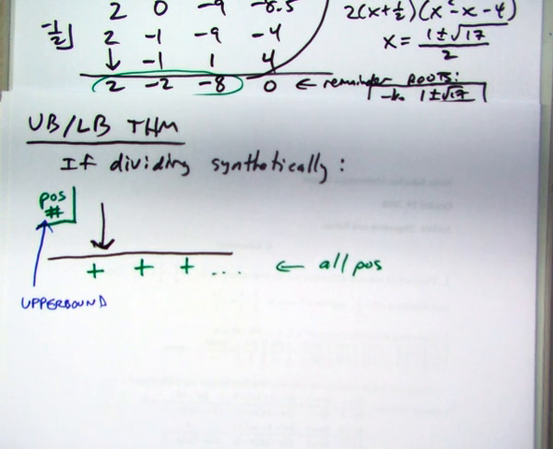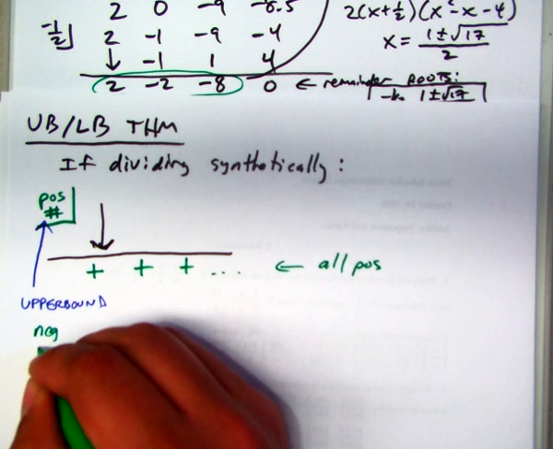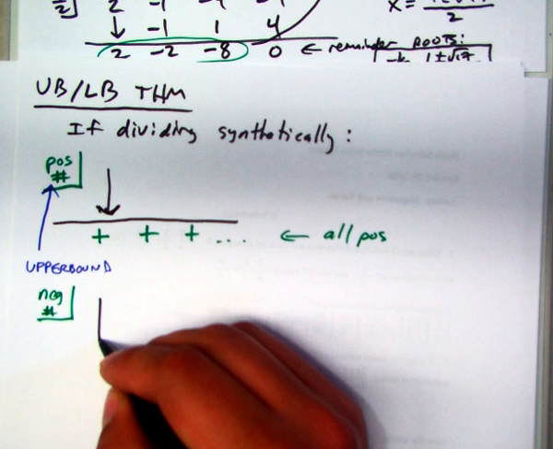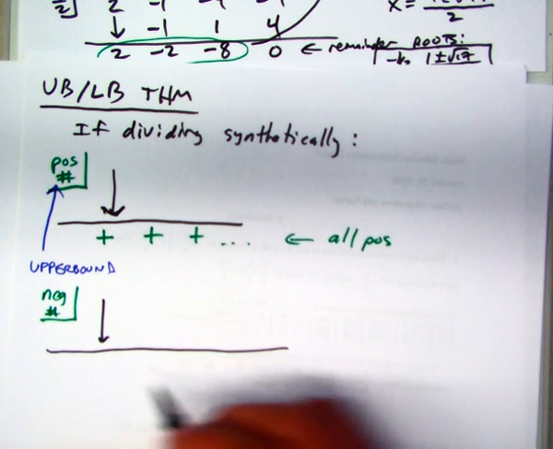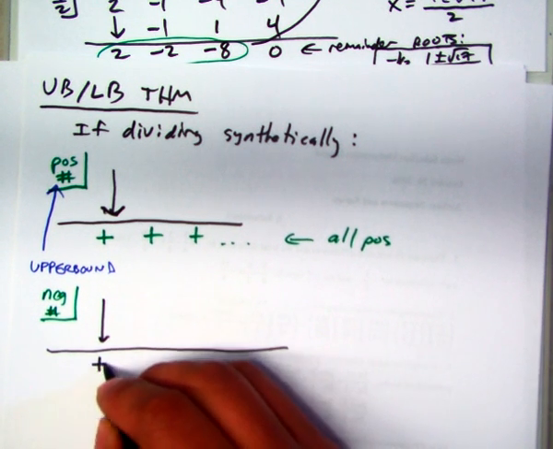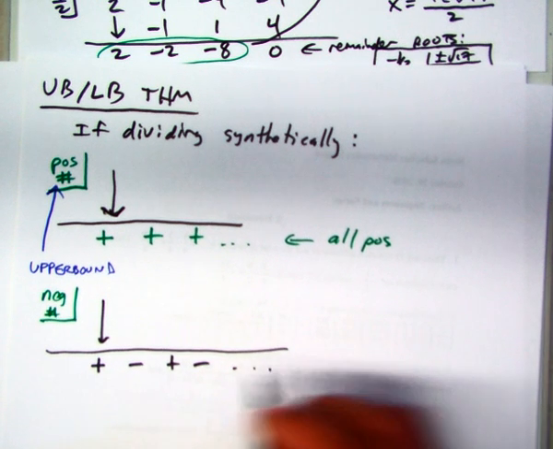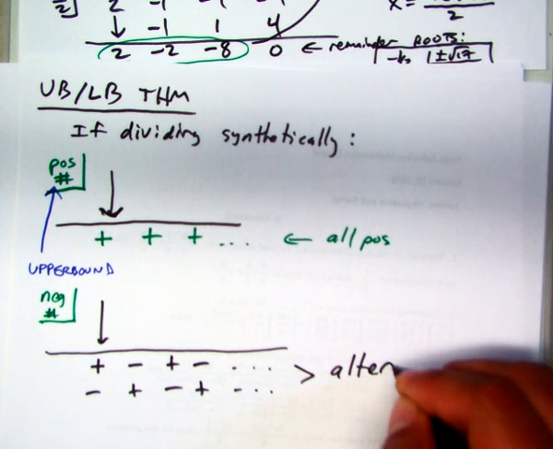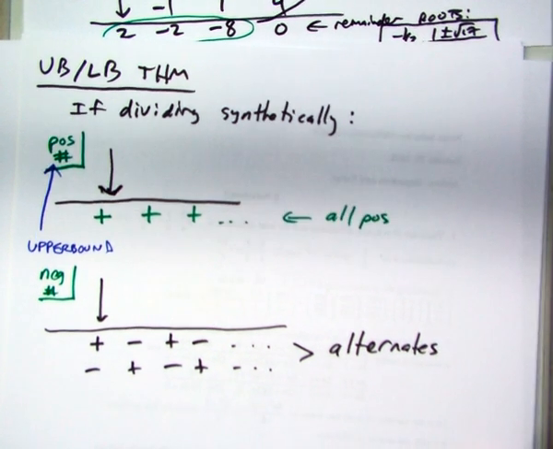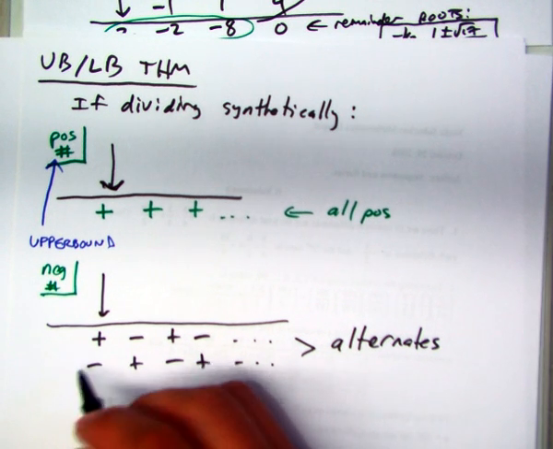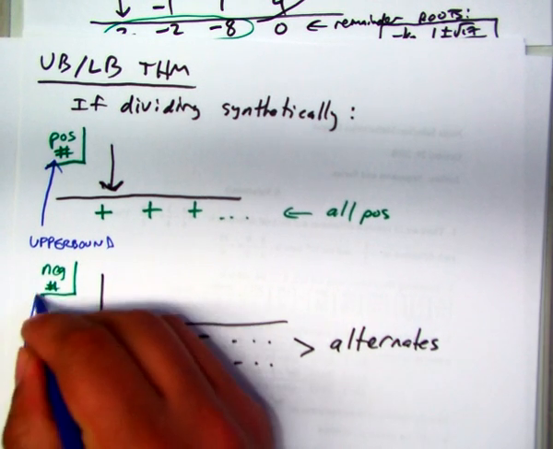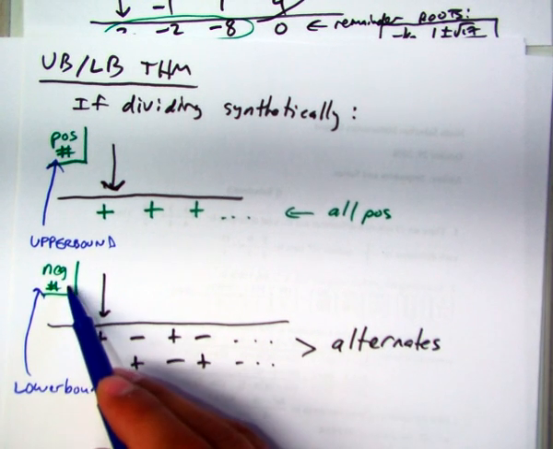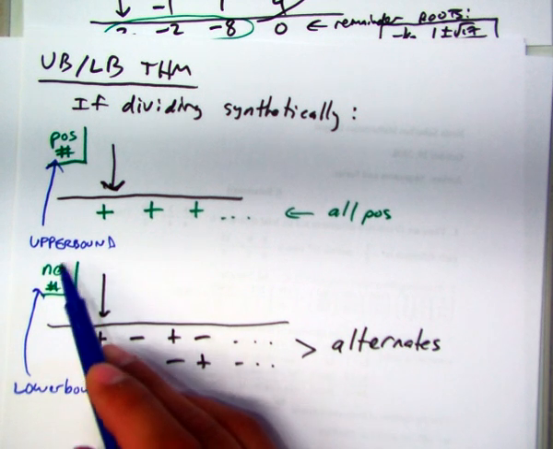Okay, and we can do something similar. If I'm testing a negative number synthetically, and we do the procedure, and we get in this third row plus, minus, and so on, or minus, plus, minus, plus. Okay, in other words, our answer alternates from positive to negative or negative to positive. Then we know that this number that I just tested, we call that a lower bound because there's not going to be any number that's a root that's lower than this number that was just tested. Okay?